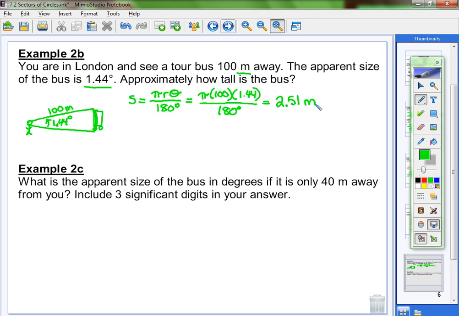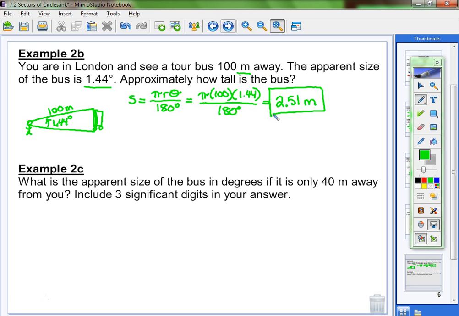Now, if you got an answer slightly different than that, or if you did 3.14 for pi instead of using the pi button, you will get an answer that is slightly different. You should use the pi button as much as possible. You would have gotten 2.512. Use the pi button if you can. You can write down rounded answers as part of your work, but use the full answer. Use the exact answer until you get to the very end. Do the rounding for the final answer at the very end. So our answer for part A is 2.51 meters.